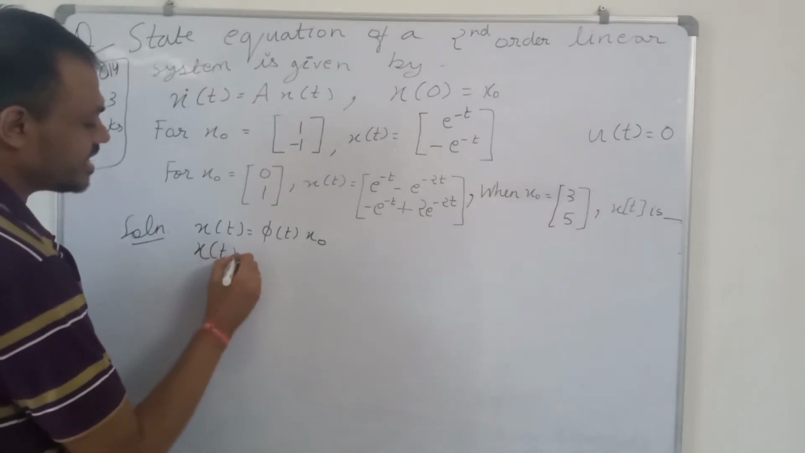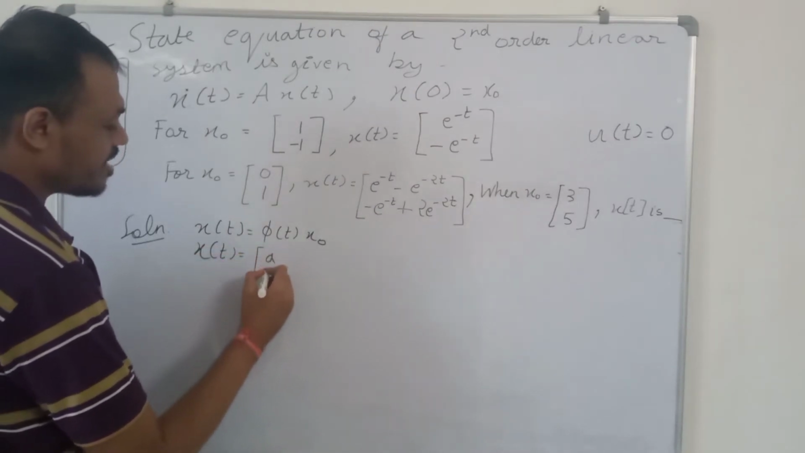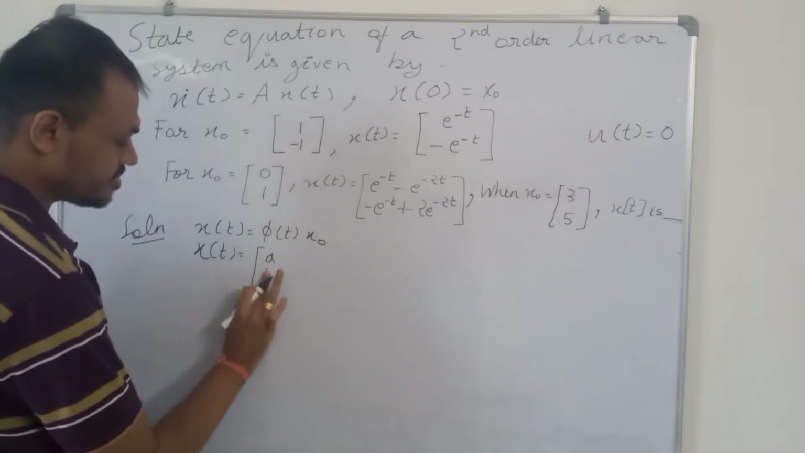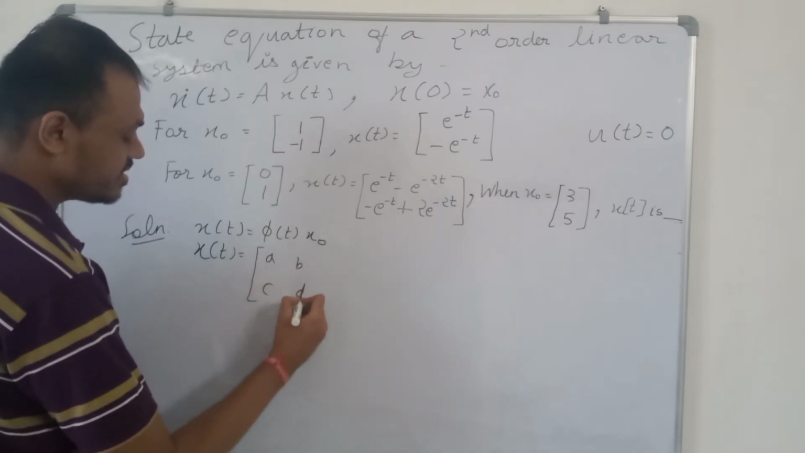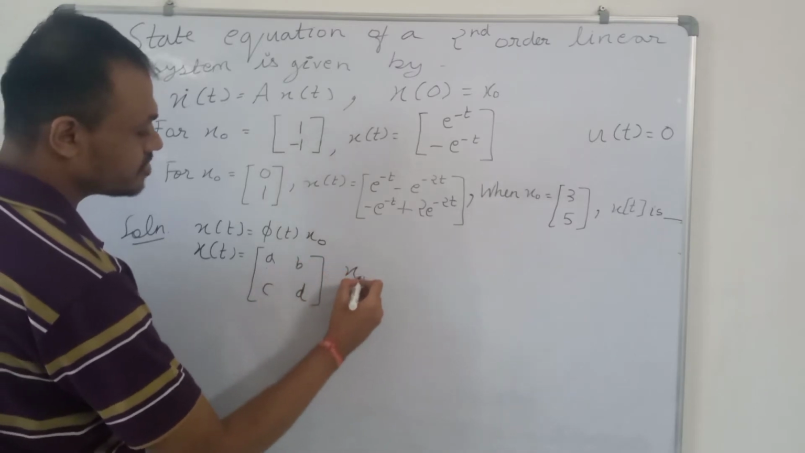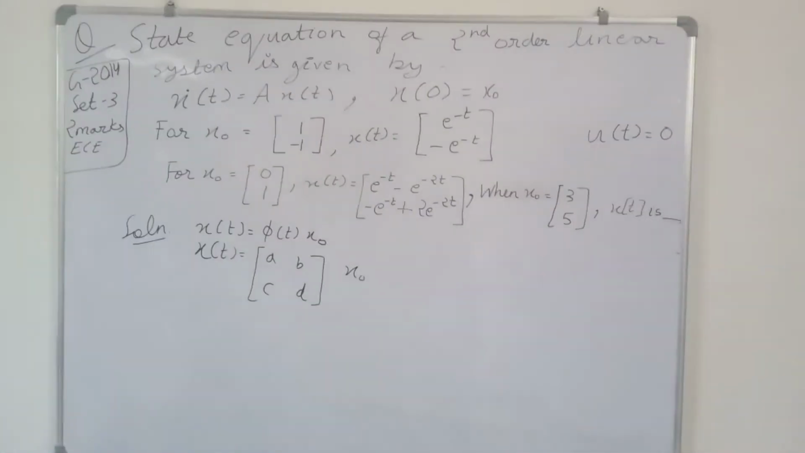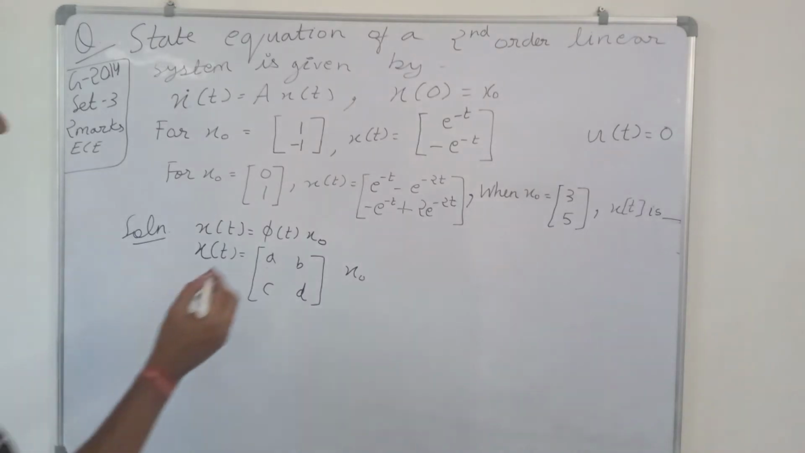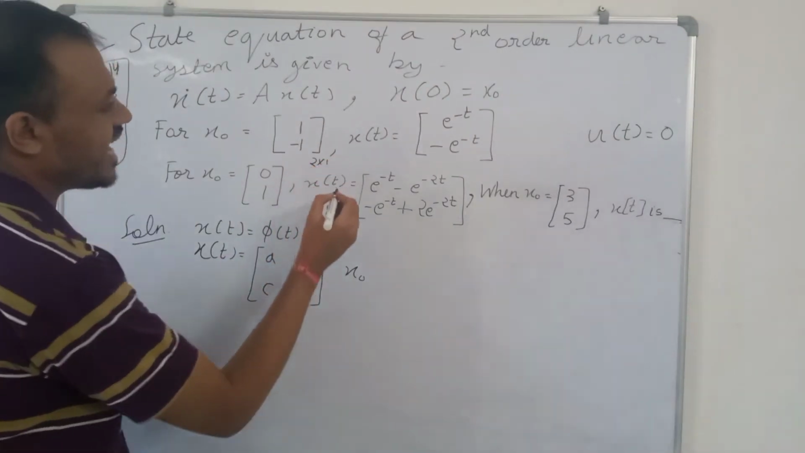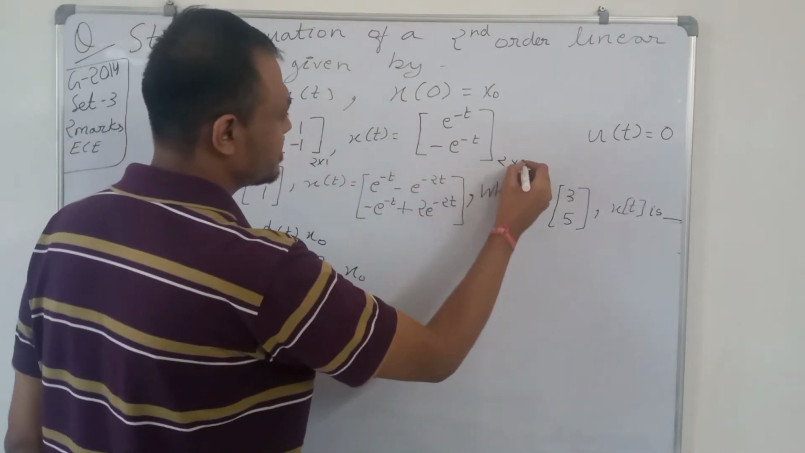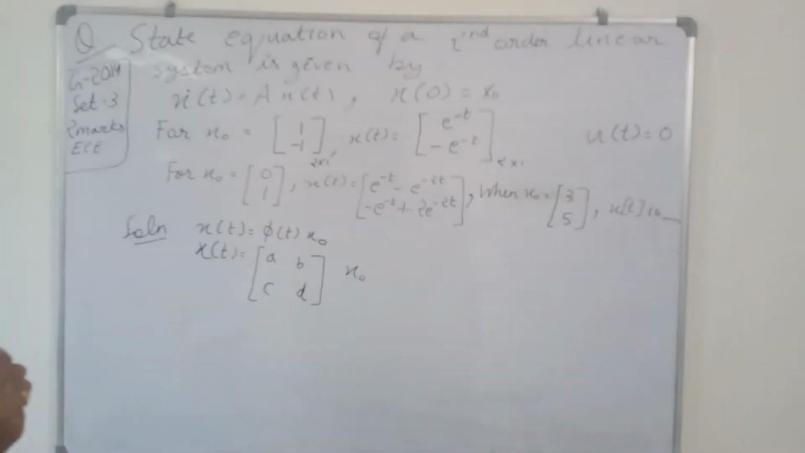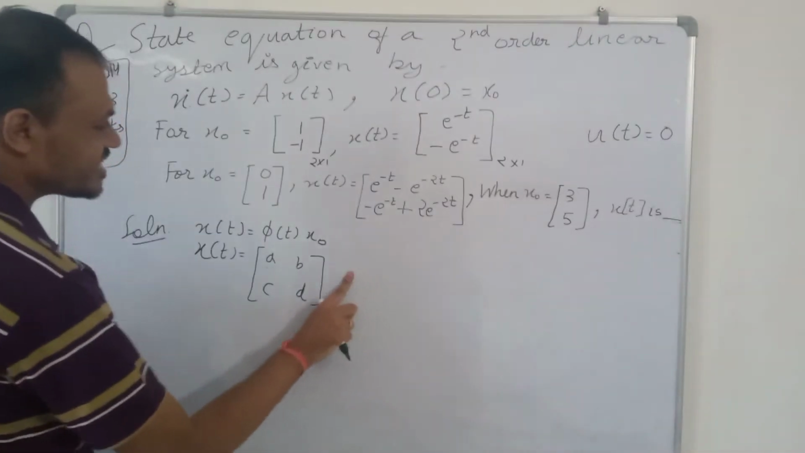So x of t is equal to the matrix a b c d times x of 0. Phi of t is the state transition matrix. We have defined it as a 2 cross 2 matrix, because x of 0 is a 2 cross 1 matrix and x of t is also a 2 cross 1 matrix, so phi of t must be a 2 cross 2 matrix. So we are taking the first case.